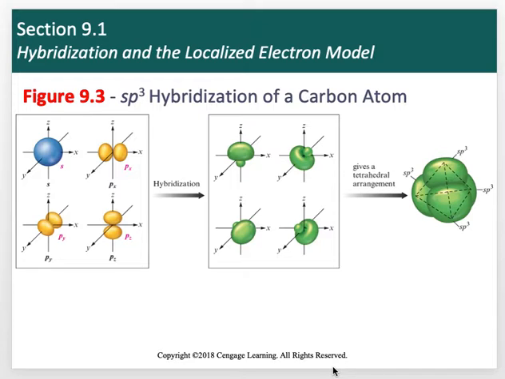4 bonding groups, 4 electronic groups for a tetrahedral shape. 1, 2, 3, 4 hybridized orbitals. Each of these orbitals is what's going to make one bond with a hydrogen from the carbon.